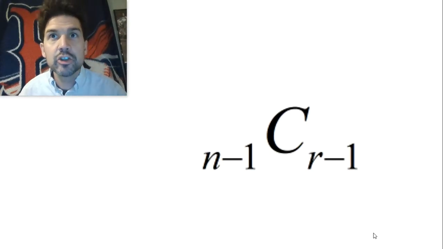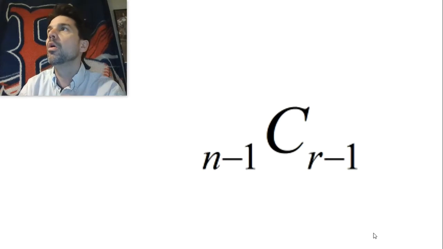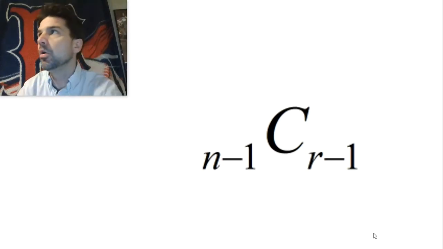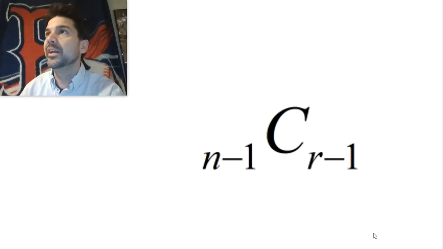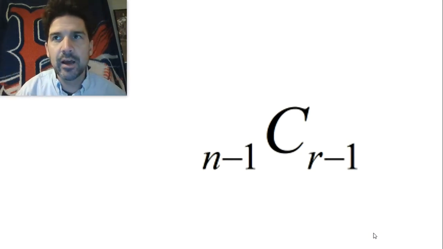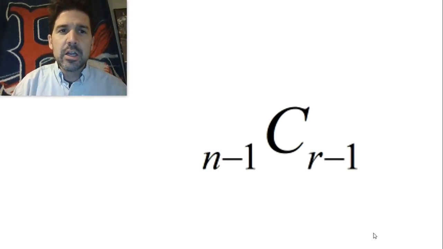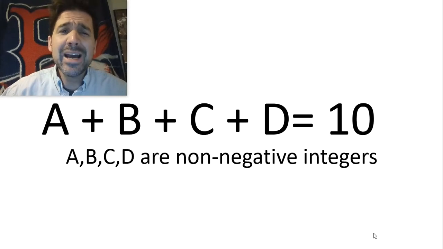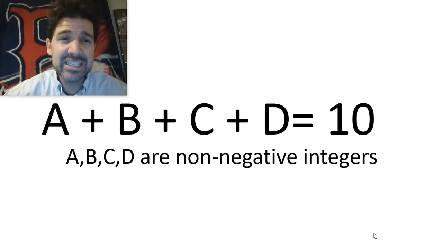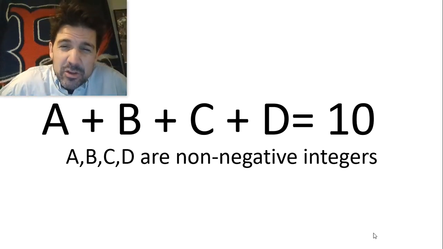So however many things you're choosing from, whether it's numbers, or donuts, or cookies, or dollars, or whatever, n minus 1. That's how many spaces you have, and then however many things you're breaking it up into, subtract one from that. That's what you're choosing.